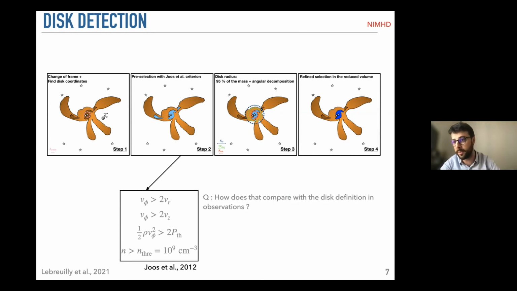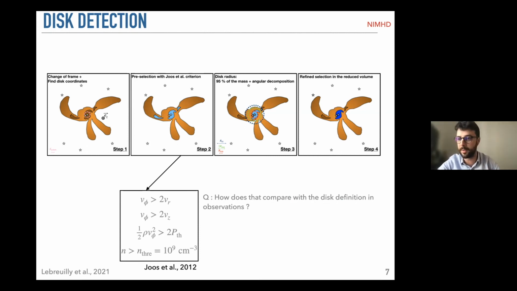First, the disk must be rotating. So we impose the azimuthal velocity to be larger by a certain amount than the radial and vertical components. And also, we need to be rotationally supported, so the kinetic energy due to rotation is required to be higher than the thermal pressure by the same arbitrary threshold. And then we also select the material that is dense enough to be part of the disk. That helps to remove some of the accretion streamers that are also dense and rotating around the protostar.